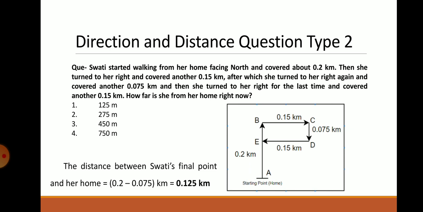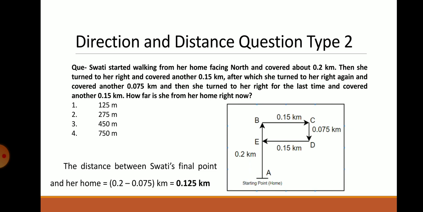After which she turned to her right again. Now you are facing towards east at point C. Right of east is again south. So towards south, that means in the downward direction, from point C to point D you will come. Point D will be at a distance of 0.075.